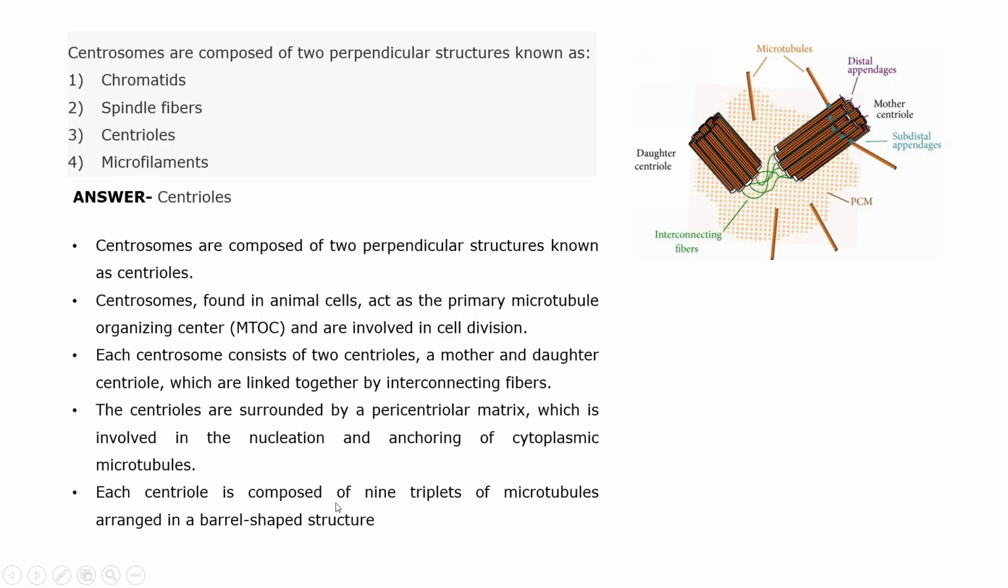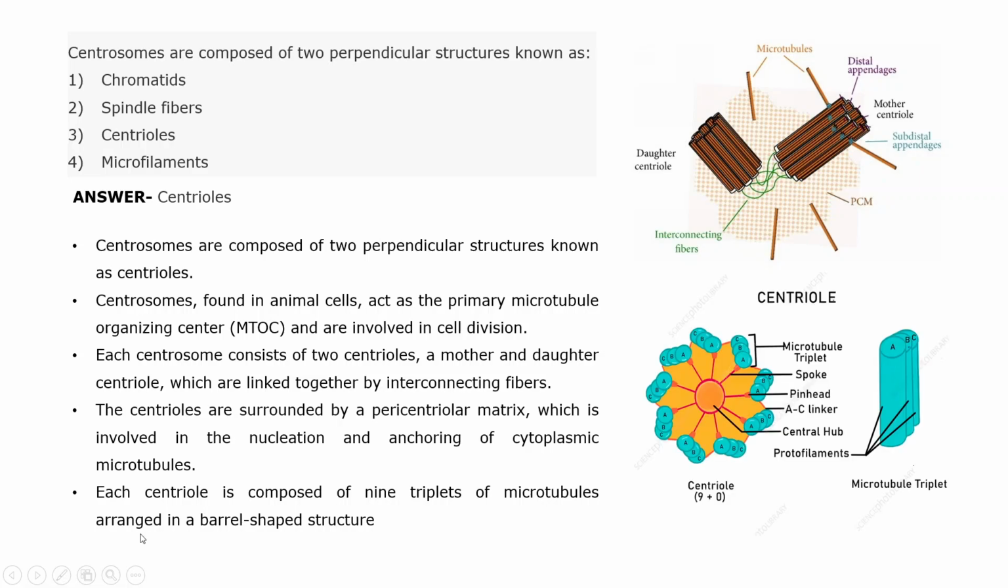Each centriole consists of 9 triplets of microtubules arranged in a parallel structure. If you look at this particular section, you can see a more or less cylindrical structure. This is called a microtubule, and there is a triplet of microtubules that forms this structure. So there are 1, 2, 3 microtubules that form a microtubule triplet. And how many microtubule triplets are there? 1, 2, 3, 4, 5, 6, 7, 8, 9. Nine microtubule triplets are there.